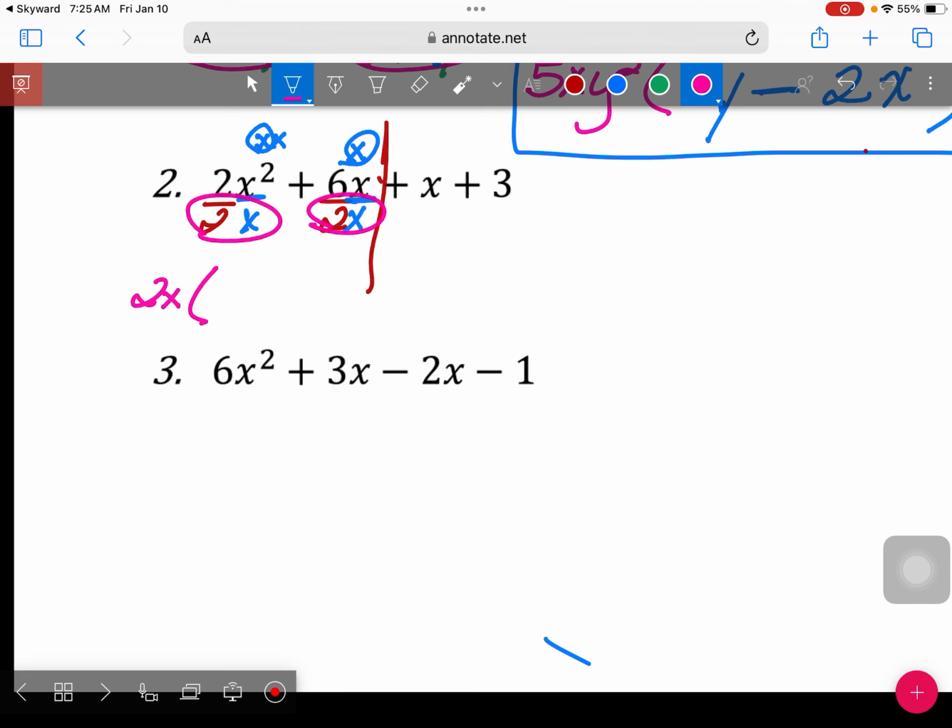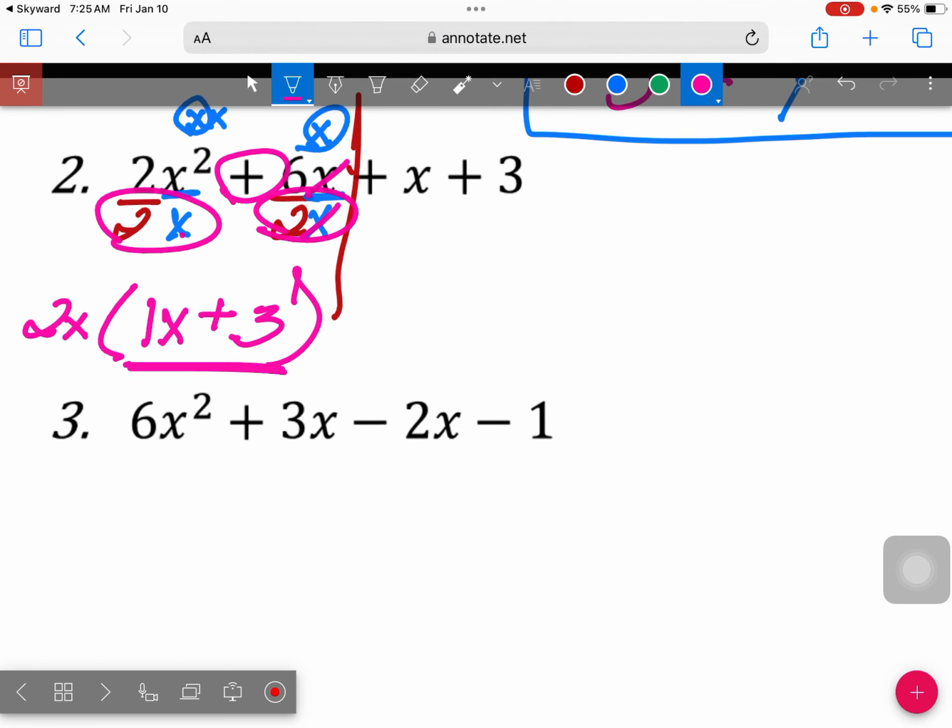So 2 divided by 2 is 1. X squared divided by x. That's 2 x's. Divide out 1. I have 1 x left. Plus 6 divided by 2, class, is 3. And x divided by x simplifies out. So this is my factorization for the first 2 problems, okay? Let's look at the last 2.